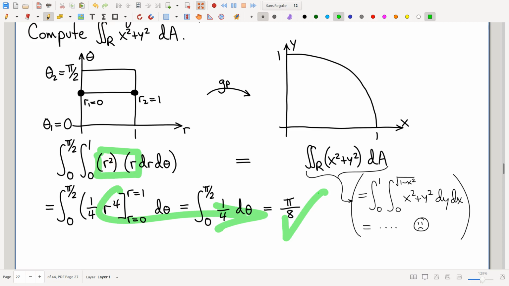Yes? Are the bounds for the dr always going to be like 0 to r? You're talking about the inside bounds here? Yeah. It's going to depend on the shape of the domain. In this case, the shape of the domain happened to be a rectangle. The left edge, if you will, was always r equals 0. That's a peculiarity of the fact that this is a rectangle, and then the right edge is a straight line, r equals 1. Again, kind of a peculiarity.